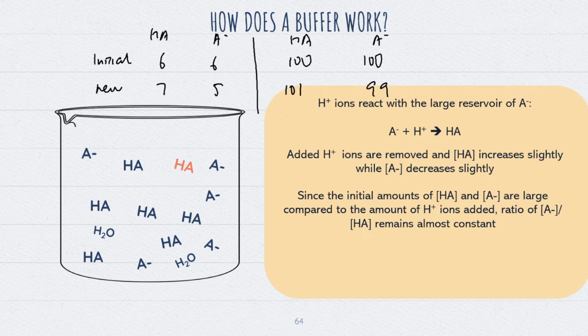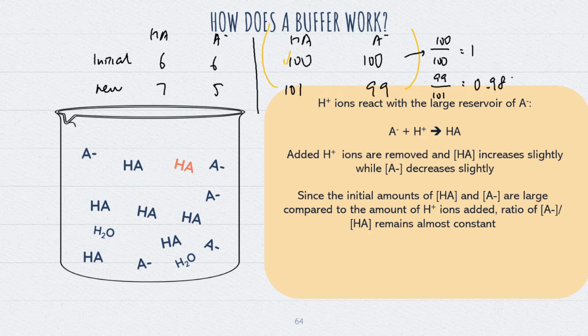So focusing on this scenario here, with respect to your 1 mole of H+, you have so much of your HA and A-, right? The change in the ratio: originally the ratio was 100 to 100, which equals 1, and now the new ratio will be 99 over 101. The change will be very, very small, 0.98. So the ratio will be almost constant.